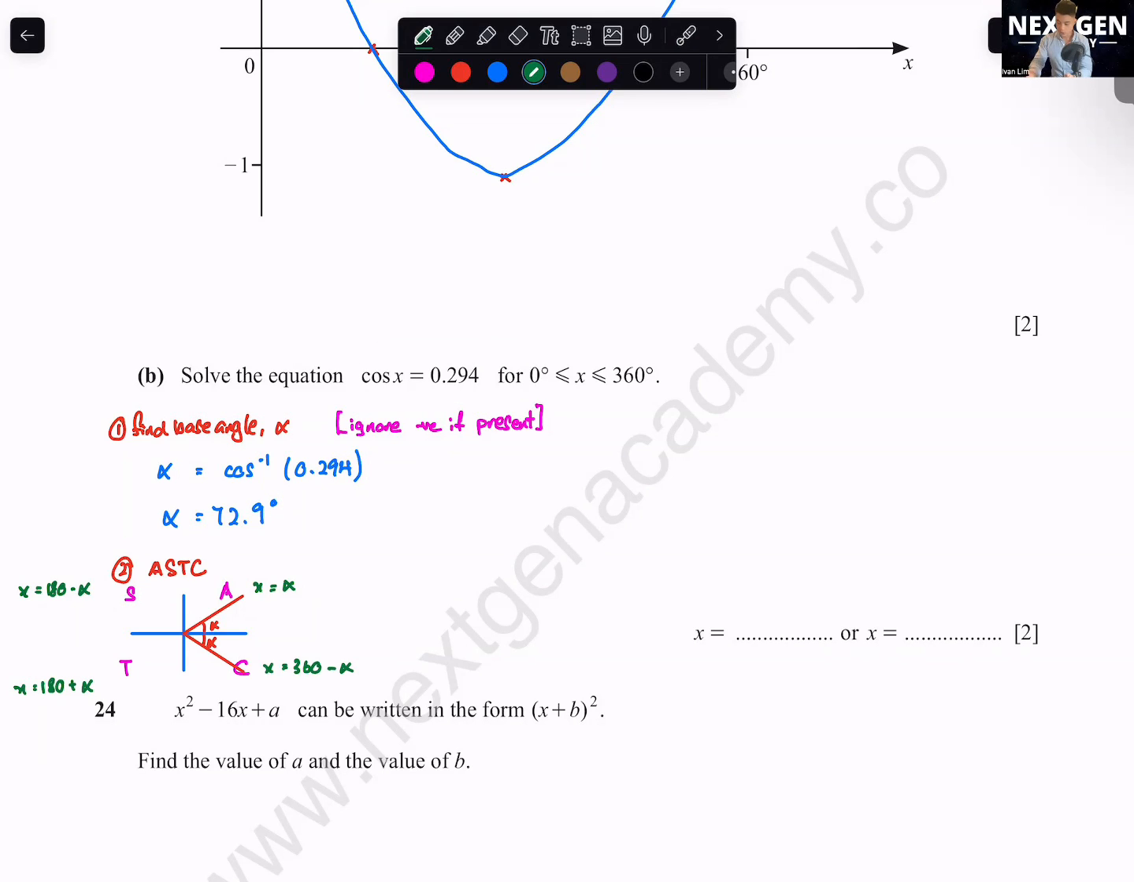So we need to take these two quadrants. Your answer will be alpha, which is 72.9 degrees. Then the other answer is 360 minus 72.9 degrees. We should get 287.1 degrees. So this one, 72.9 and 287.1 degrees.